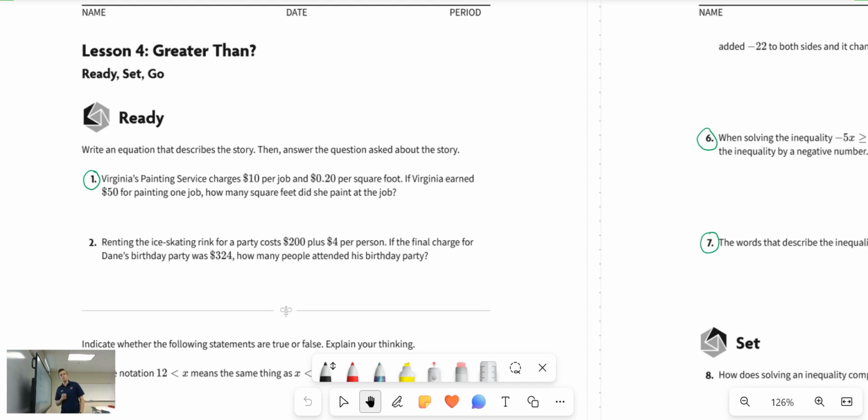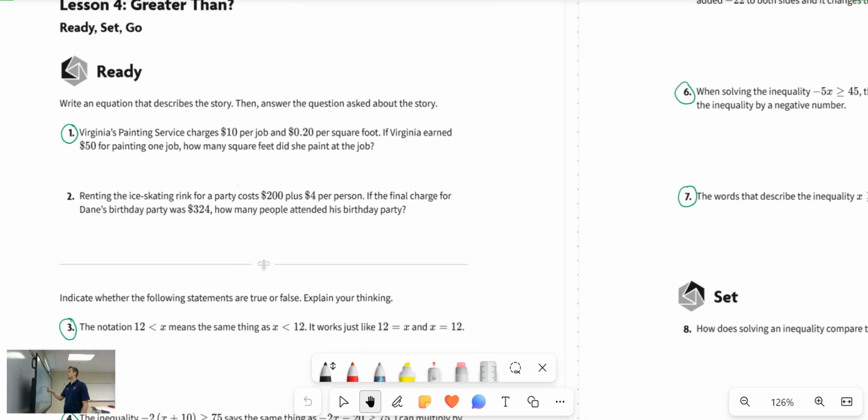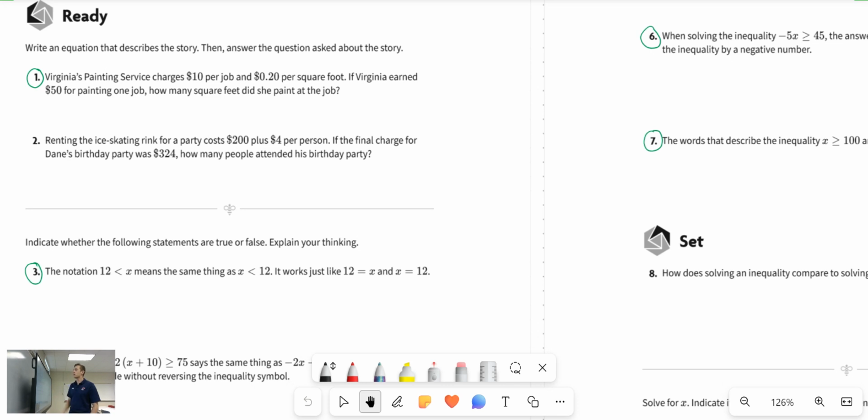All right, this is homework help for Unit 4, Lesson 4, greater than. And we're going to get started right with number 1. So, for the ready, we are writing an equation that describes this story, then answering the question asked about the story. So, what is the story for number 1?